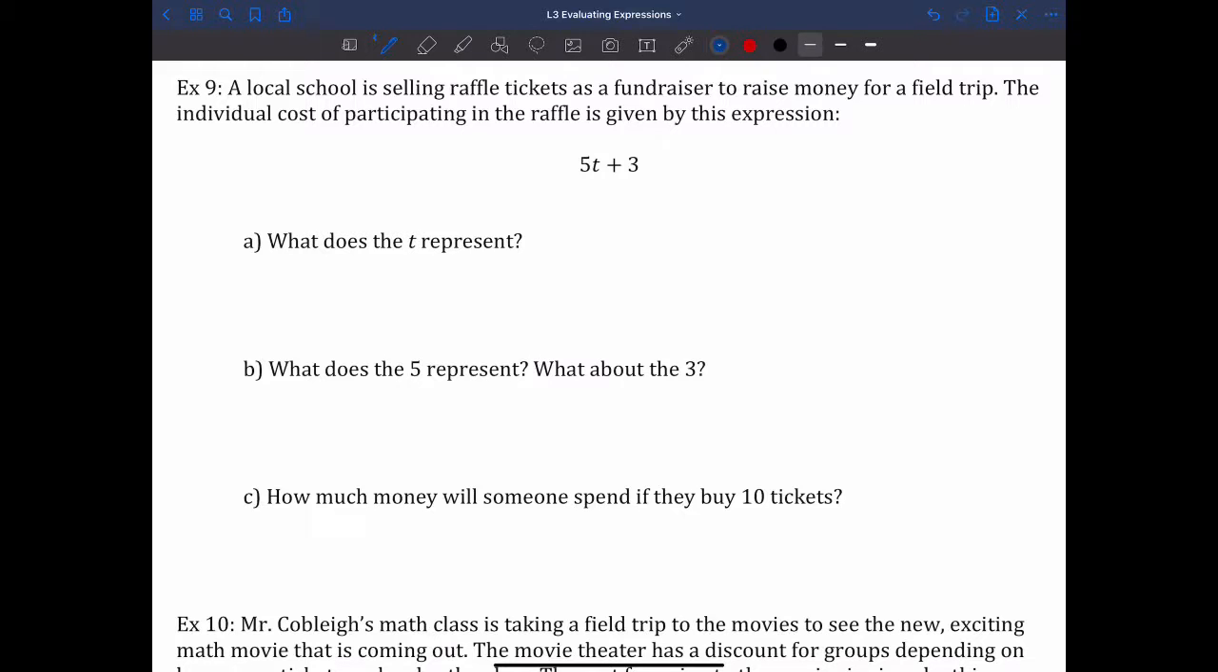All right, so there's a couple different things it could be, right? Is it the cost per ticket that's changing? Maybe the number of tickets they're buying? Is it maybe how much you need in order to even be participating in the raffle? Right? So in this case, T is going to represent the number of tickets. Right? So it's the number of tickets that you're going to buy. That's what T is. Right? That might mean that the 5 represents the cost per ticket.